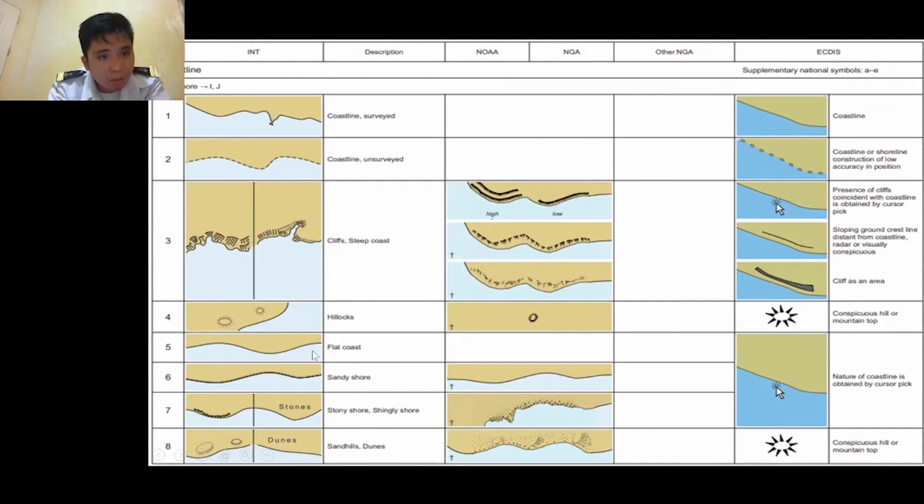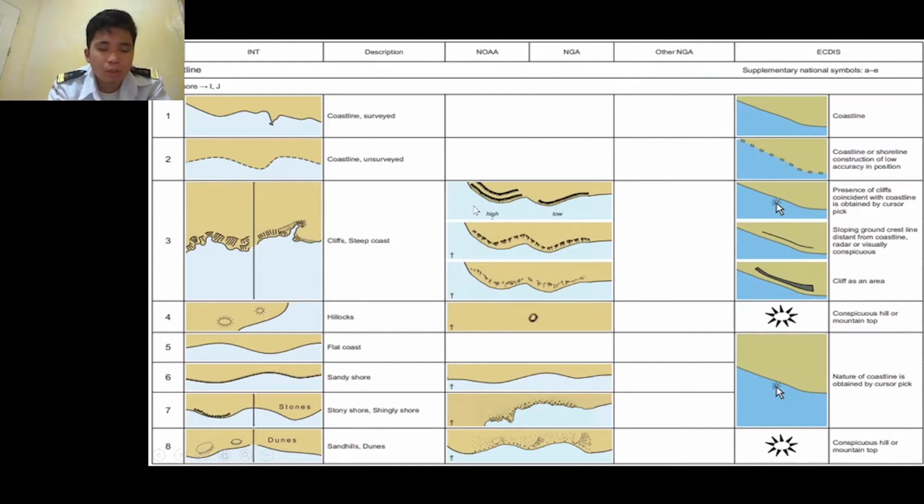Then we have a flat coast, similar to the coastline, but somewhat flat or straightened. Then we have here the sandy shore. It is like a flat coast but with dots. Then we have here stony shore and shingly shore, with all those bold dots. Then we have here sandhills and dunes.